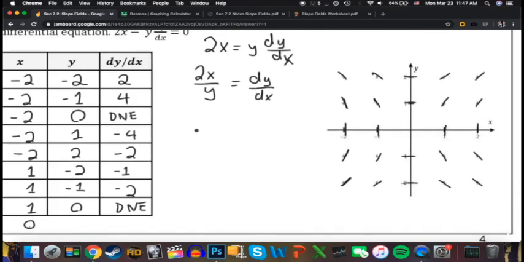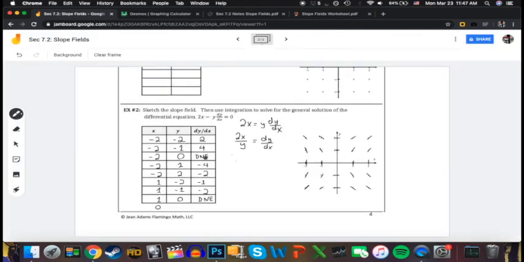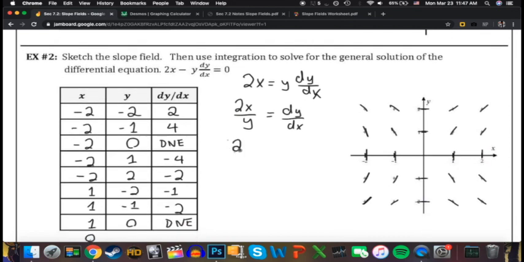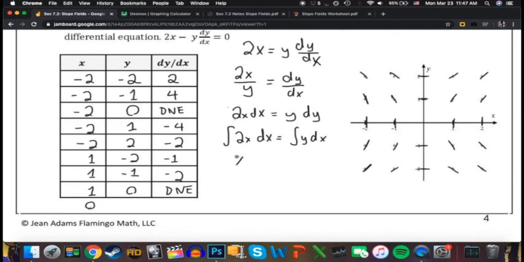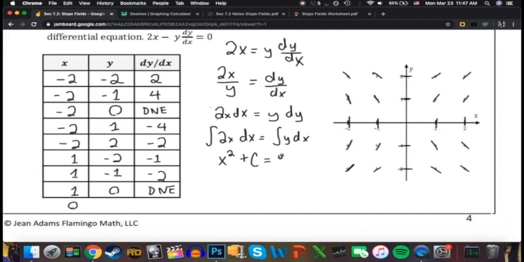Now, if we were to integrate this, we're just going to cross multiply on both sides so that we can get our variables by themselves. So we get 2x dx is equal to y dy. Integrate both sides with their respective variables. And this in turn is going to give you just x squared over here, and we'll put the plus c. And if you integrate just y, it's going to be y squared over 2.